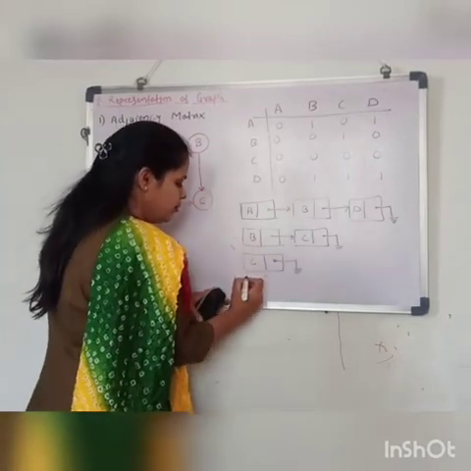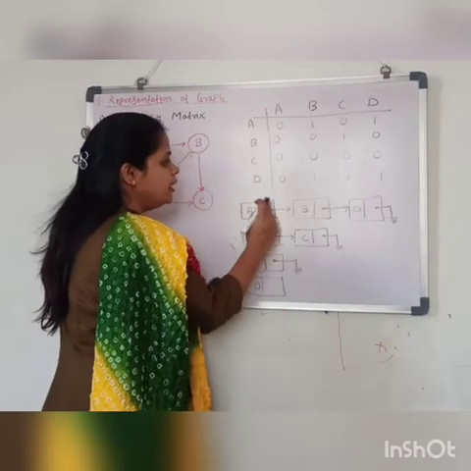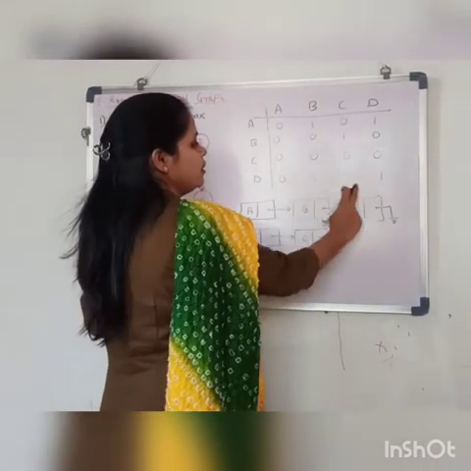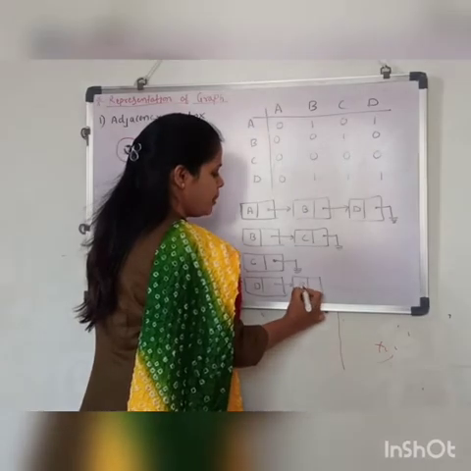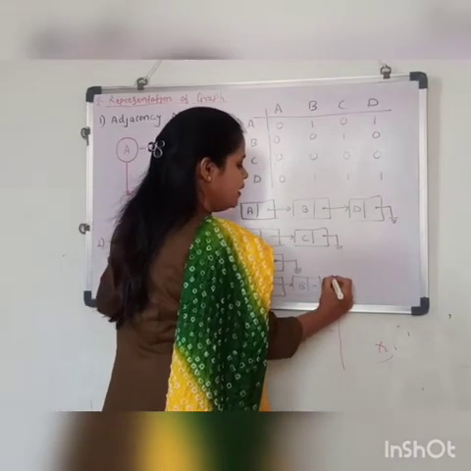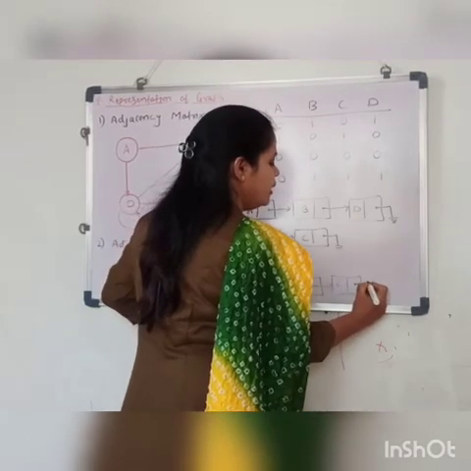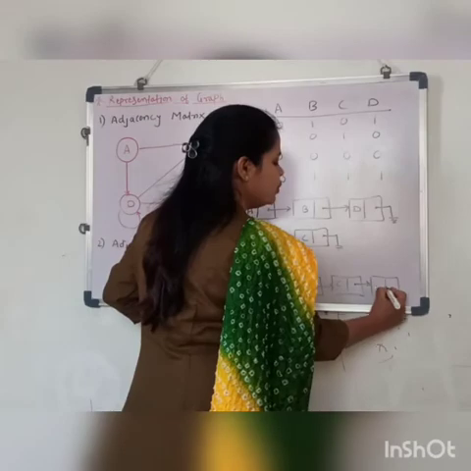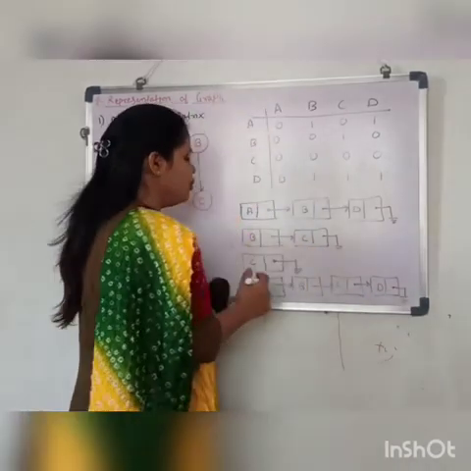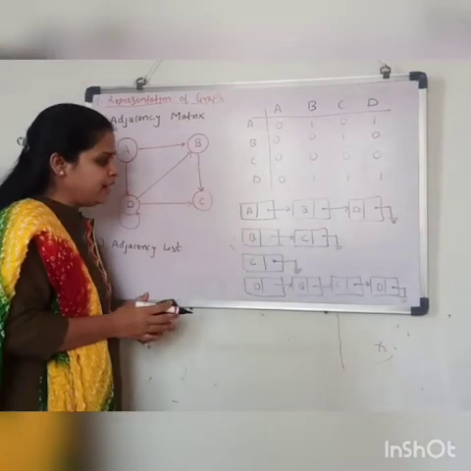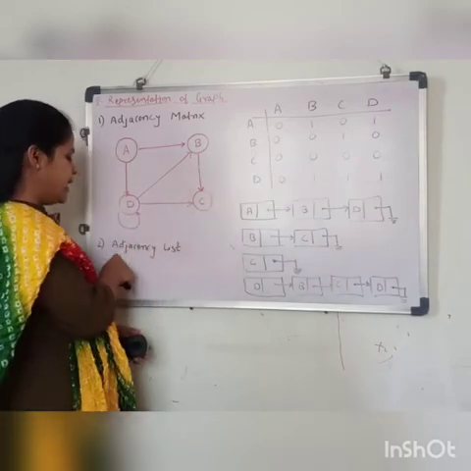And D, the last one. D is connected to B, C, and D. So draw B, C, and D. So this is how the adjacency list is created. Once you have drawn the matrix, it is very easy to generate the list. From the matrix you can easily generate the adjacency list.